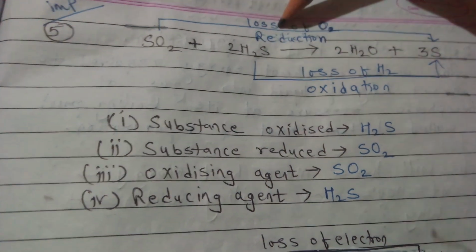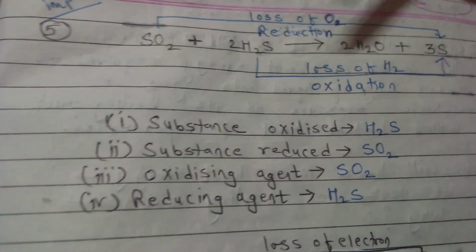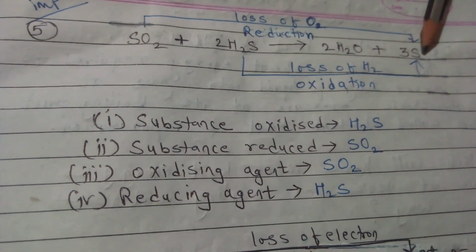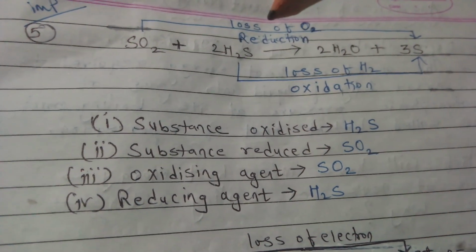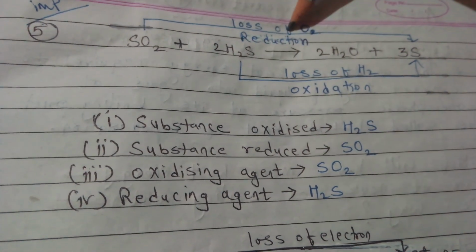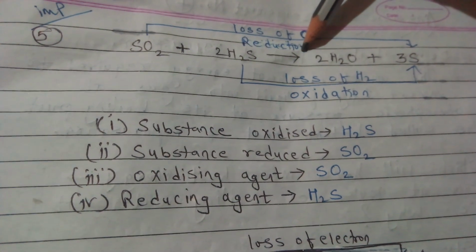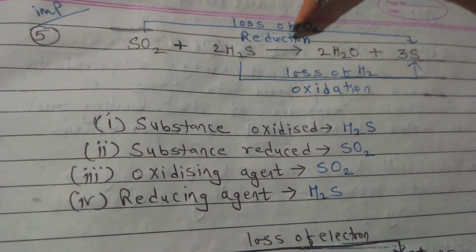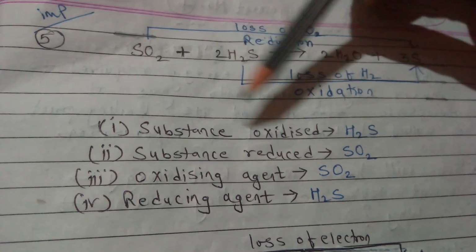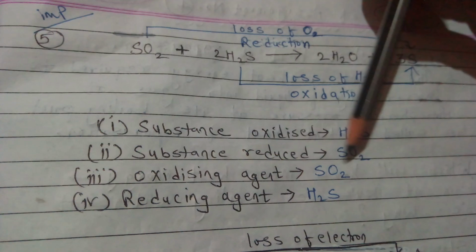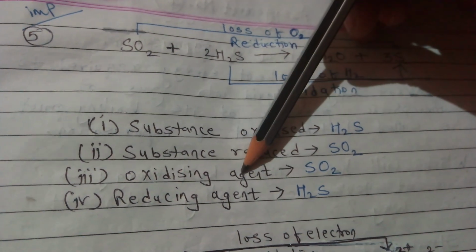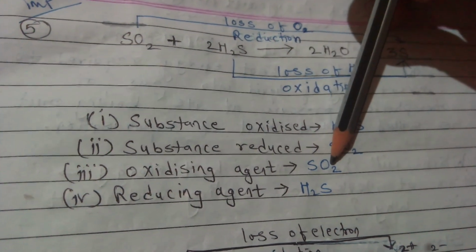So it is losing oxygen. When it will lose oxygen, it will change to S. So sulfur. So SO2 is changing to sulfur. How? By loss of oxygen. And what is loss of oxygen? Reduction. So which substance is reduced? Who is losing oxygen? SO2. So which substance is reduced? SO2. And the substance reduced is which agent? Just opposite, oxidizing agent. So oxidizing agent is SO2.